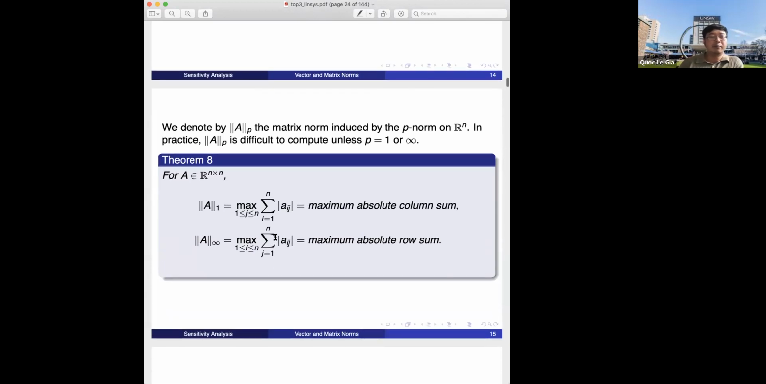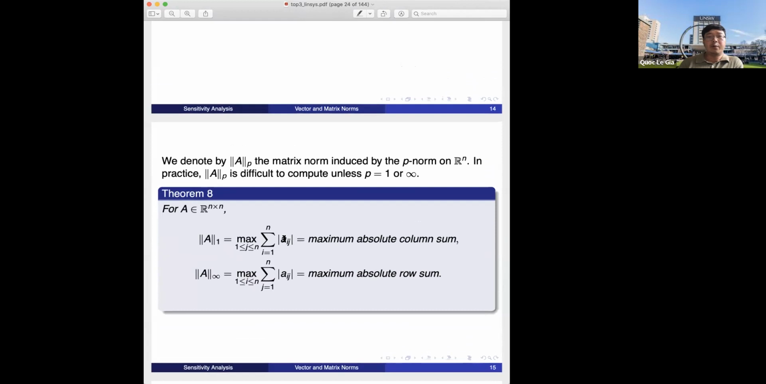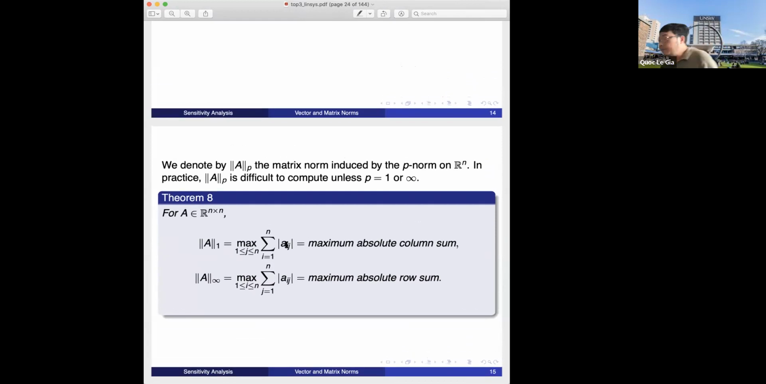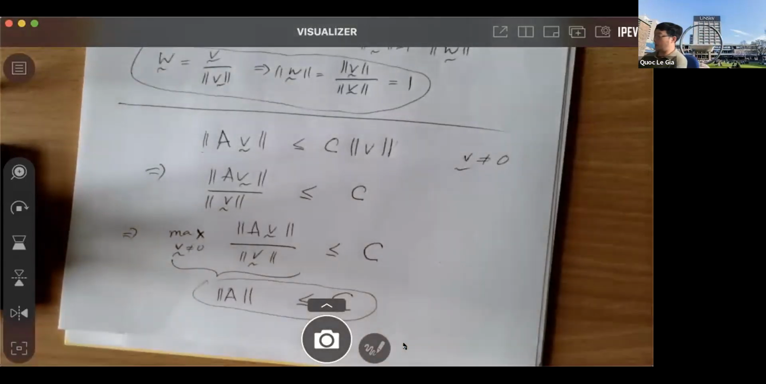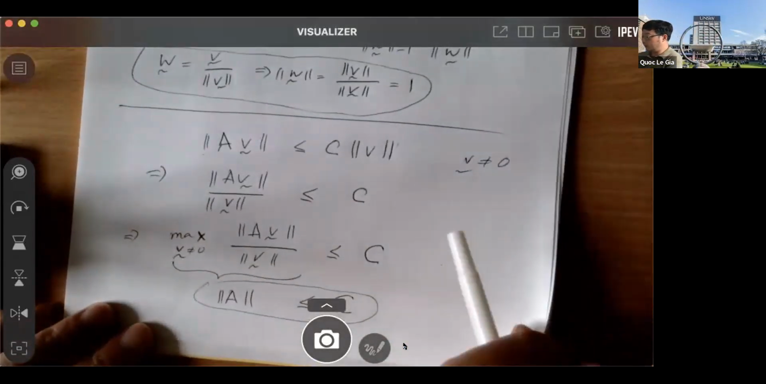So how do we prove it? Let's prove the case of the one norm for the simple case, only for a 2 by 2 matrix, and you can find a general proof in the lecture notes. So now let me go to the piece of paper. Suppose I have a 2 by 2 matrix.